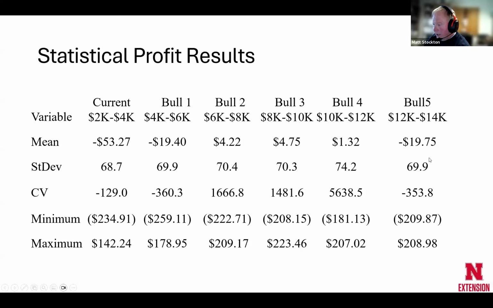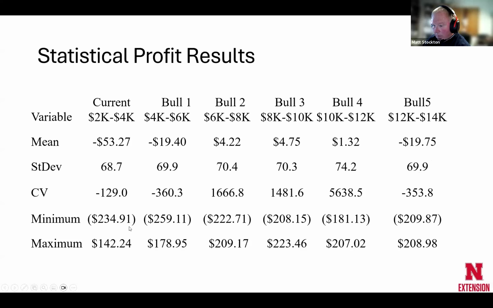Okay. And that's what this says. So the very, very expensive bull, which is $13,000 on average, you basically lost $19, which is very similar to bull 1. So bull 1 and bull 5 on average lost about the same amount of money. But look at the difference in, what is it? Right here.